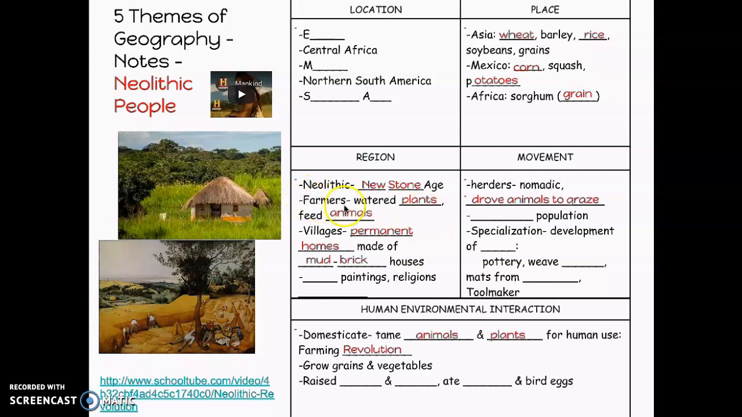As you can see in your notes, farmers watered plants, fed animals, and then villages, permanent homes made of mud brick houses. During the Neolithic Age, villages were started in Europe, India, Egypt, China, and Mexico. The earliest known communities have been found in the Middle East. Jericho is one of the oldest. Okay, we find some in Neolithic communities such as Turkey, present-day Turkey.